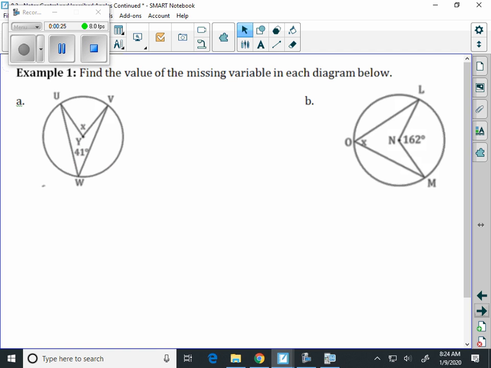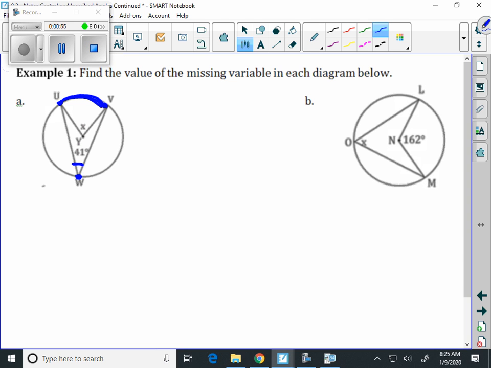But if we look at the example here, find the value of the missing variable in each diagram below, what happens here is that at W here, this is the inscribed angle. And I use the idea of the inscribed angle, which is the measure of the inscribed angle is half the measure of the intercepted arc. So eventually we want to figure out what the central angle is.